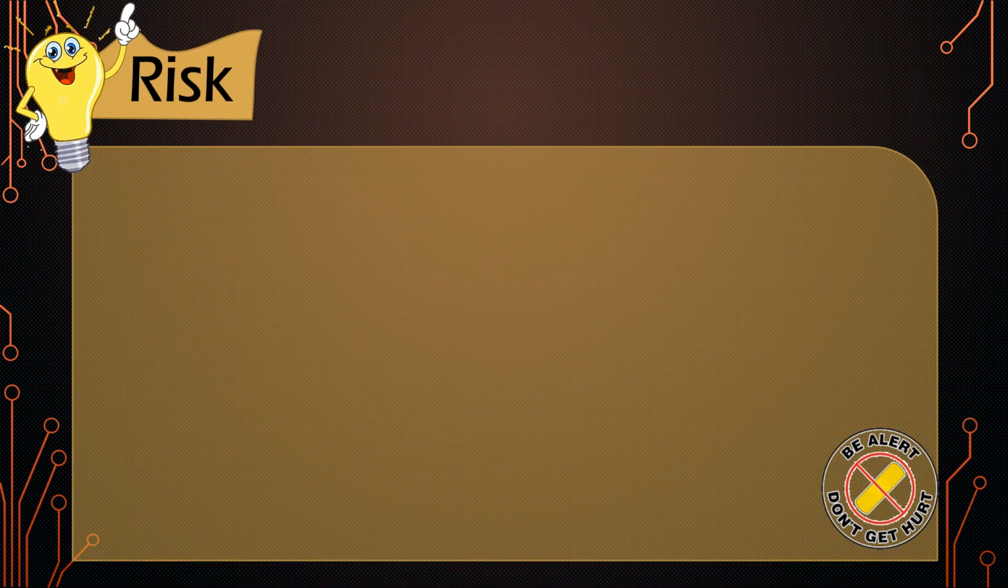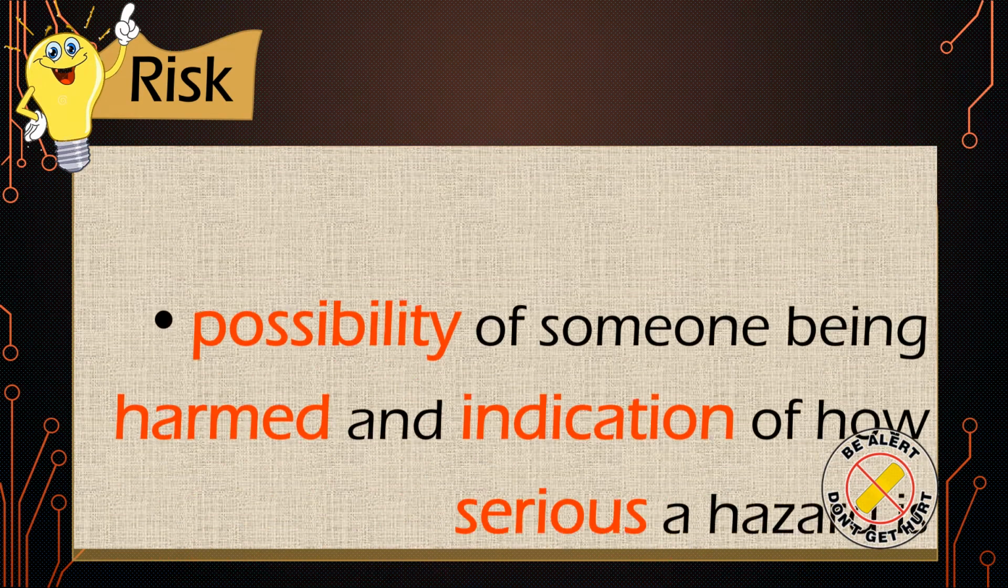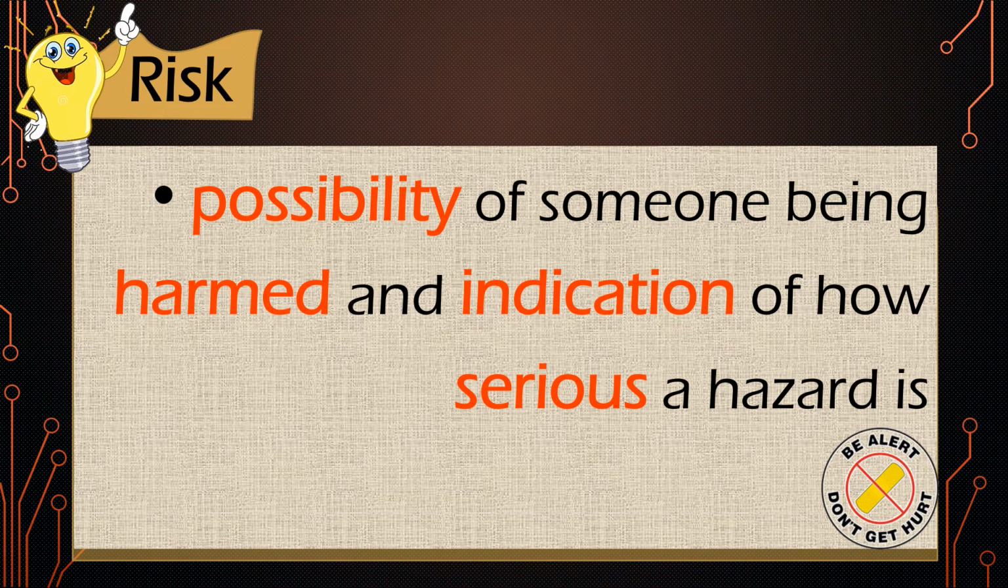Now what about risk? Risk pertains to the possibility of someone being harmed and an indication of how serious a hazard is. Or in another meaning, a risk is the possibility that harm might occur when exposed to a hazard. Examples: death, injury, or illness.